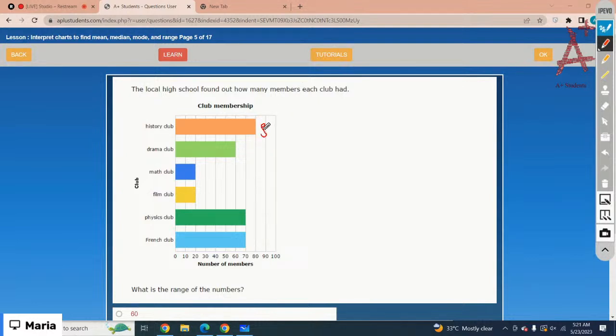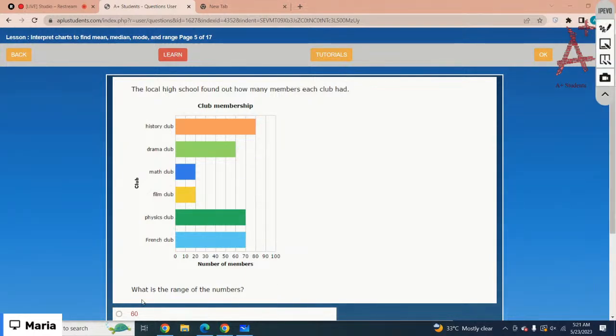80, 60, 20, 20, 70 and 70. So the greatest value is 80 and the smallest is 20. So 80 minus 20 is 60. That means the range of the data is 60. Got it?